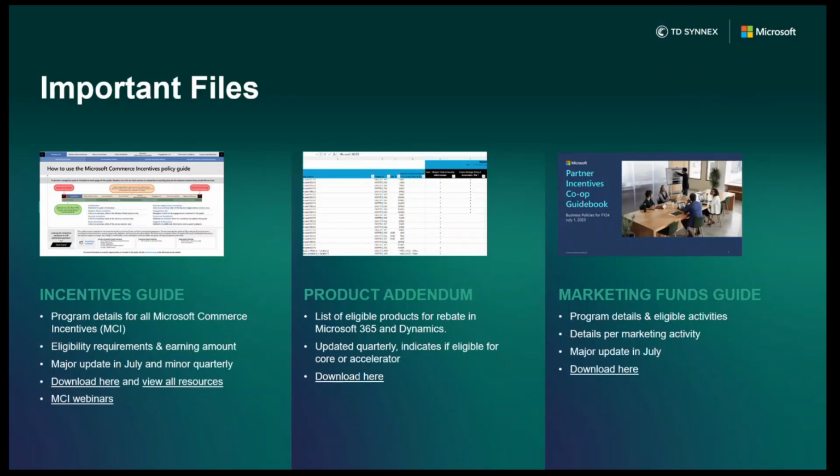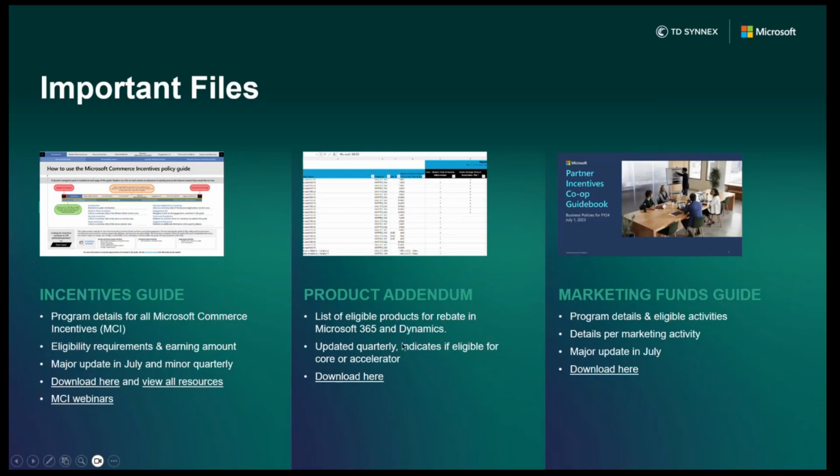Some really important files when it comes to Microsoft incentives you always want to have handy, and you need to download these frequently. The very first one is the incentives guide. Today, it is a whopping 216 pages. Its major update is going to be in July, but Microsoft does quarterly do some minor refreshes to it where they've added more engagements. You will get a copy of this deck and the recording, so you'll have all of these links. But definitely you want to have that incentives guide because it has all the details in it.